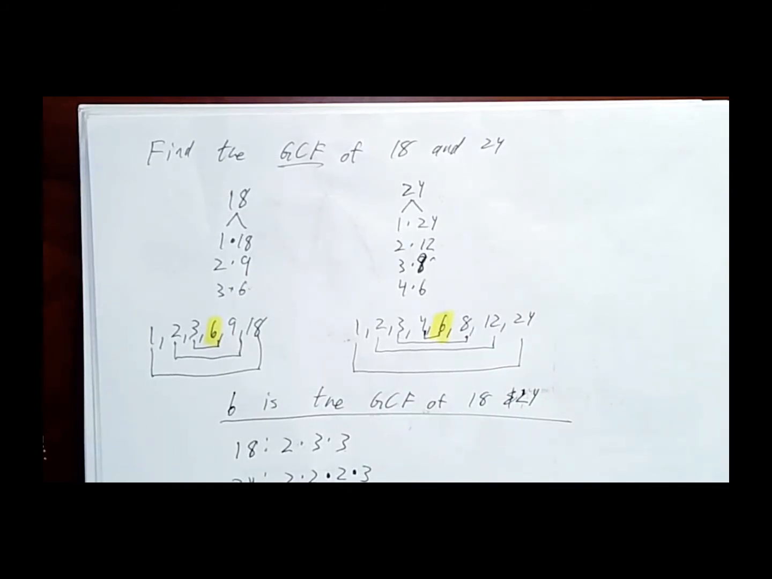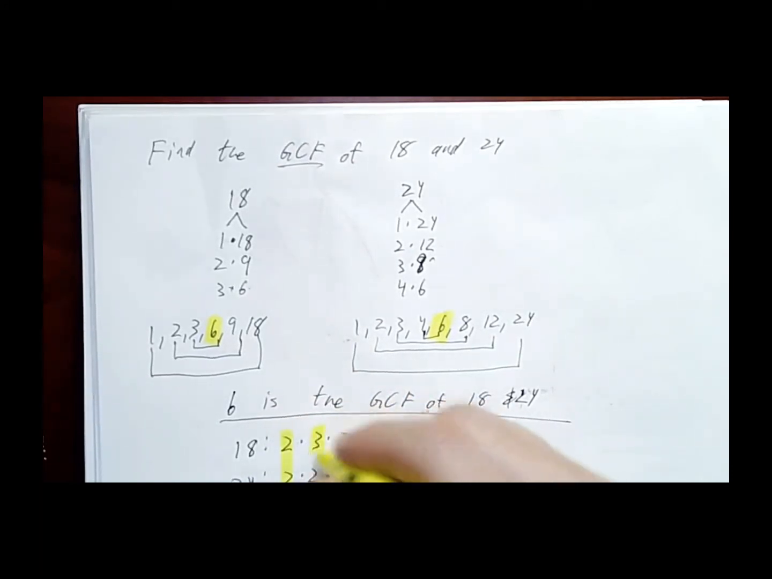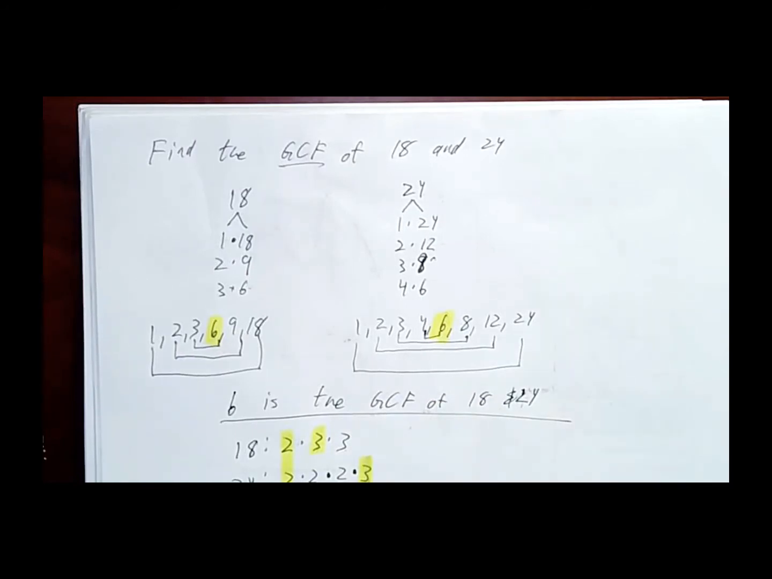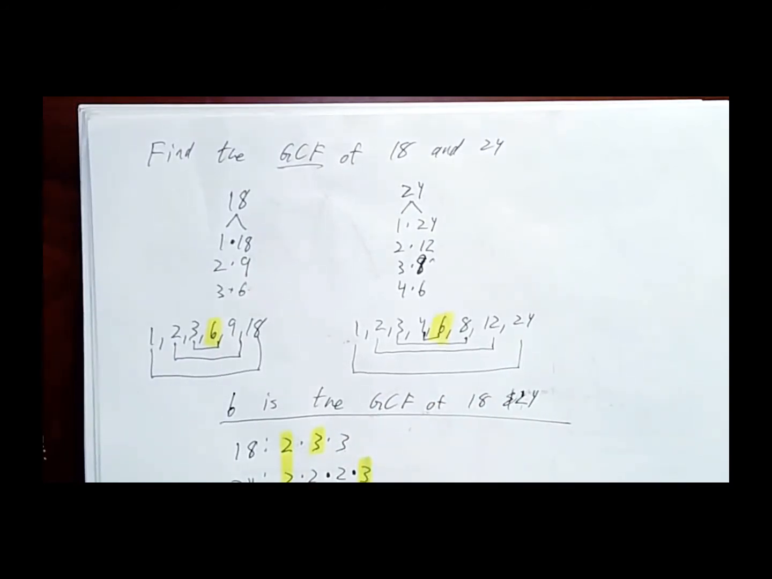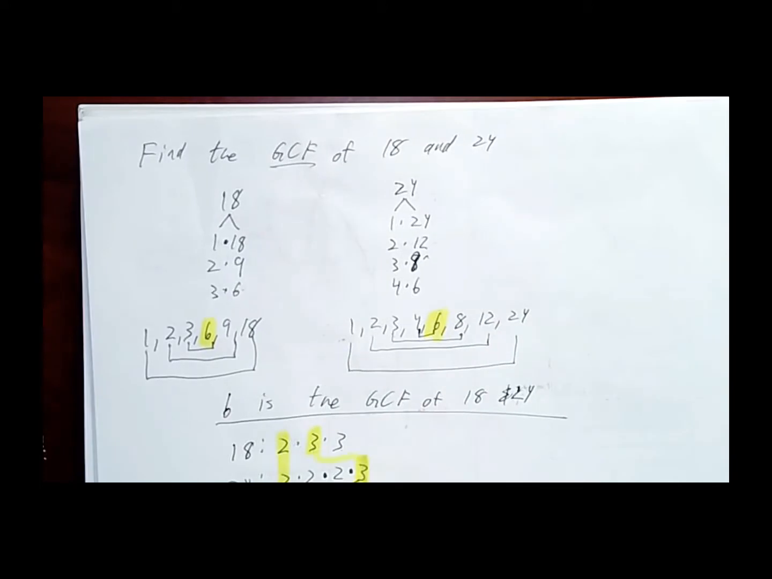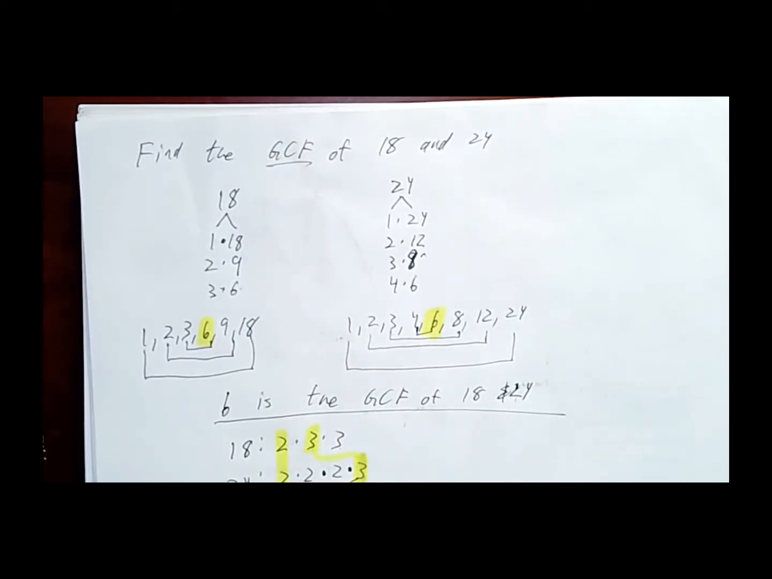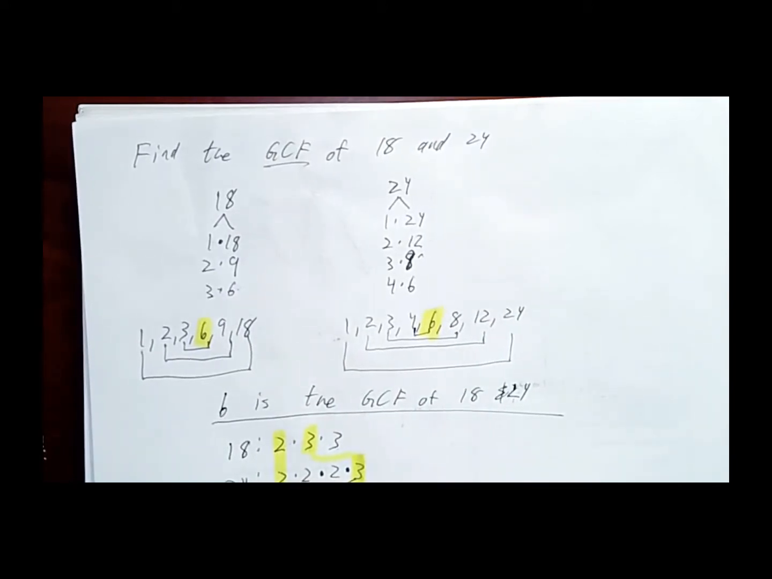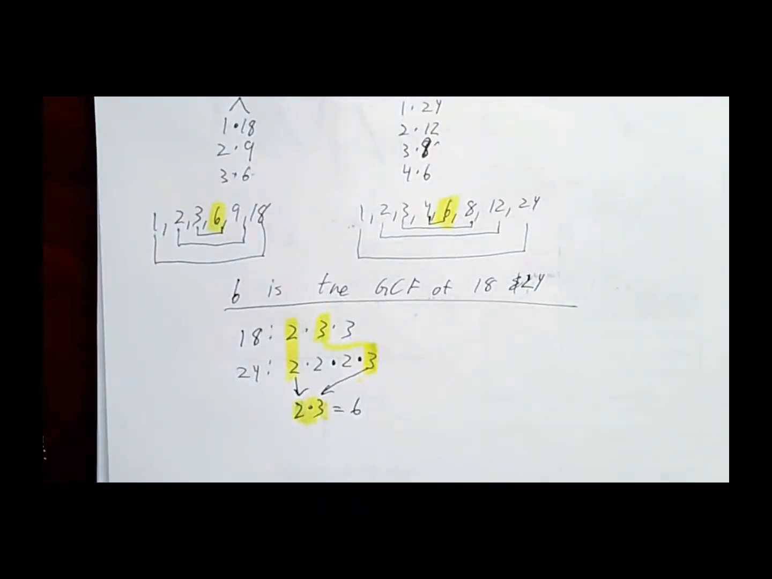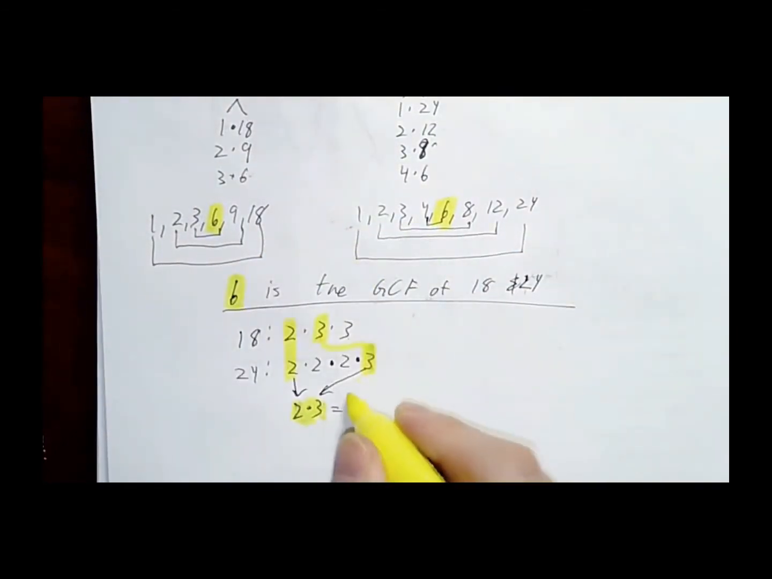And then what we do here is we look for the numbers that they have in common. In this case, they have a 2 in common, and they have a 3 in common. And so pulling those out, 2 times 3, the matches, you find that that is their greatest common factor. 2 times 3 is 6. And again, we are getting the same conclusion that 6 is the GCF.